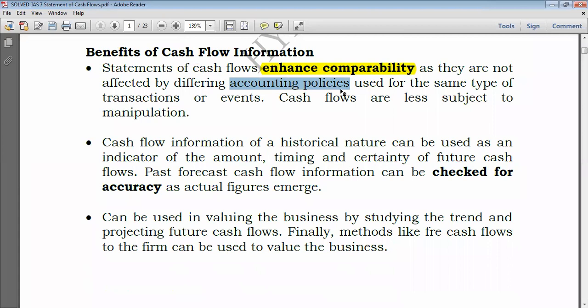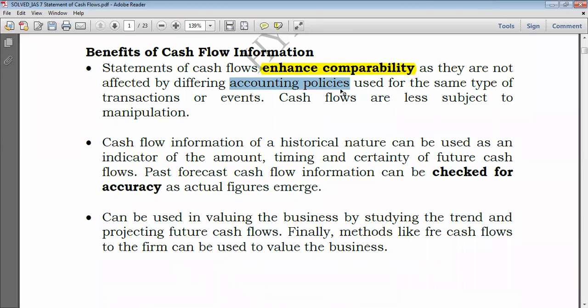But as opposed to profit, if you change accounting policies, let's say one company is using the FIFO method of valuing inventory, and the other company is using the AVCO method of valuing inventories, comparability becomes very difficult because you would have different values of inventories and so different values of cost of sales.